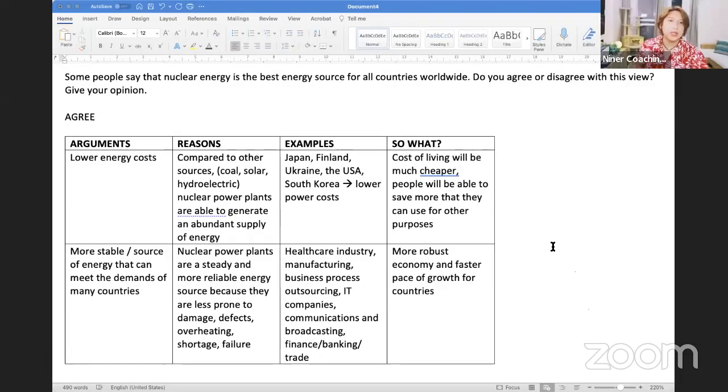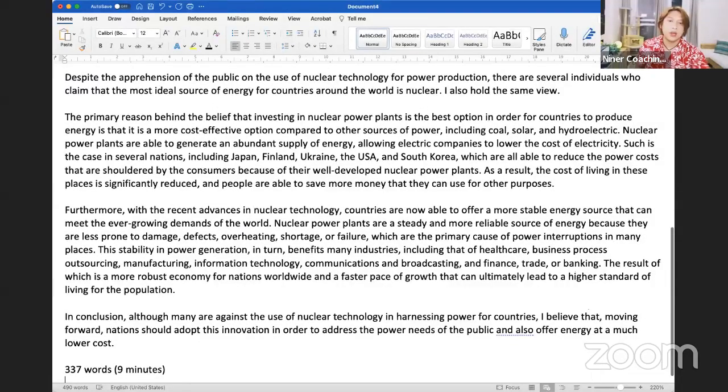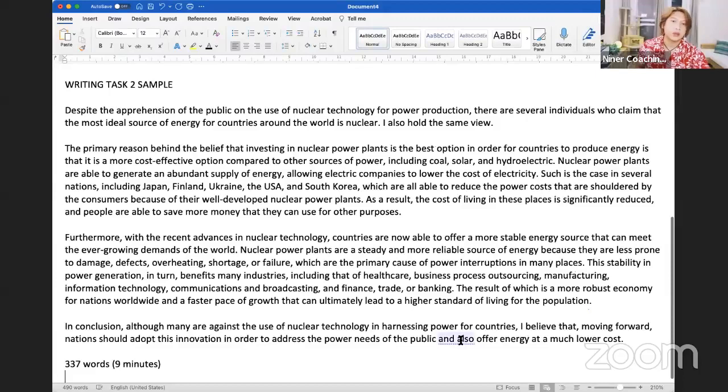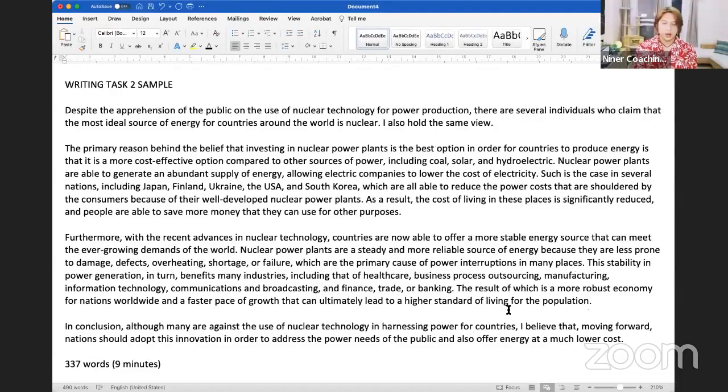Can you show us the second part, sir? Yes, you can take a picture of the sample that we have composed. Okay. So yeah, right. So that's how you write for IELTS writing task 2.